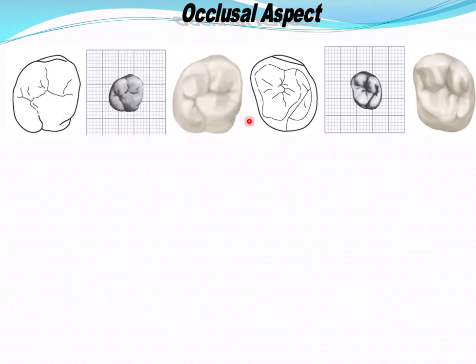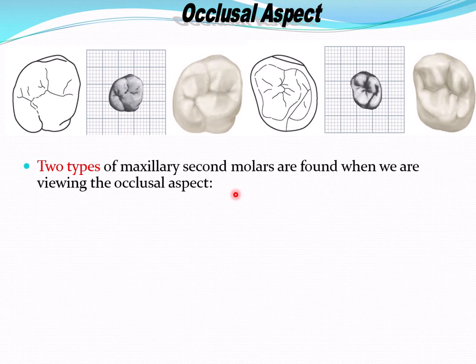The occlusal aspect again. This is the maxillary right first molar. This is the maxillary left second molar. So this is the mesial, this is the distal. Here, this is the mesial, this is the distal. We have here two types, as we explained in the mandibular second premolar, where there were two types: the two cast design and the three cast design. Here also I have two types. The maxillary second molar has two types.